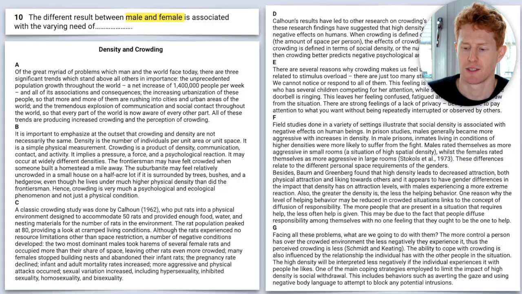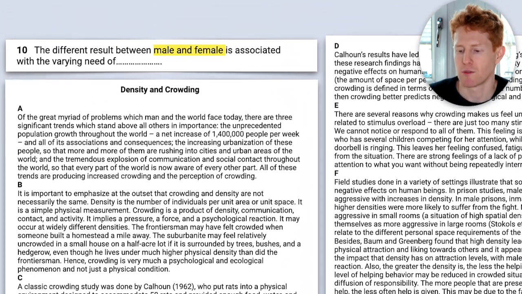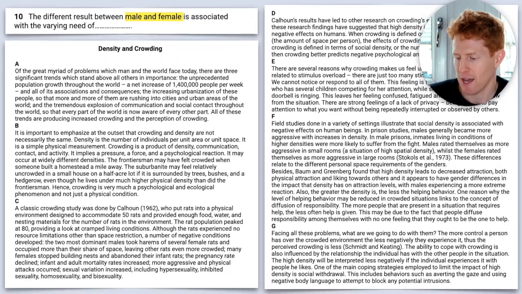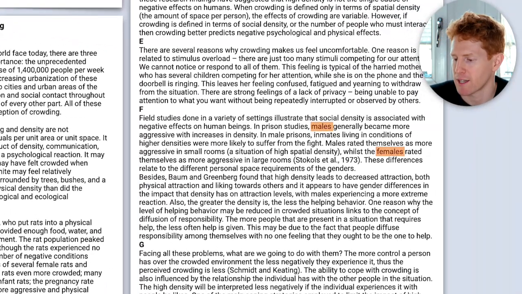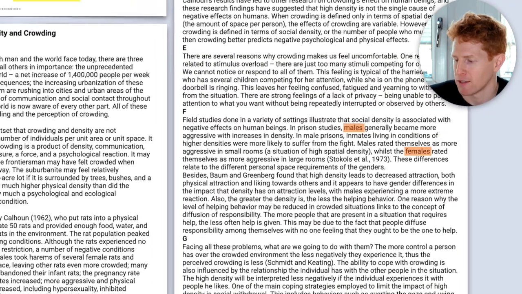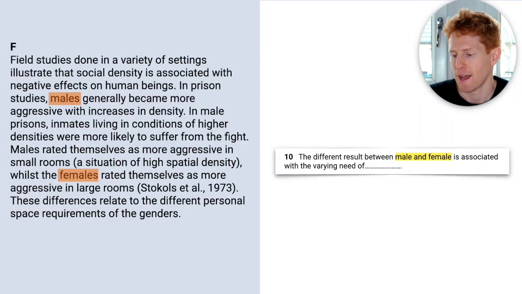Back to the text, number 10. The different results between male and female. Okay, male and female. So we're going to look for a word like male and female, or gender, or sexes. Let's look at the text, scan it, and see if we can find it. Okay, again, looking at paragraph F, we have males and females. So let's read it in detail and find the answer. Pause the video and see if you can find it.